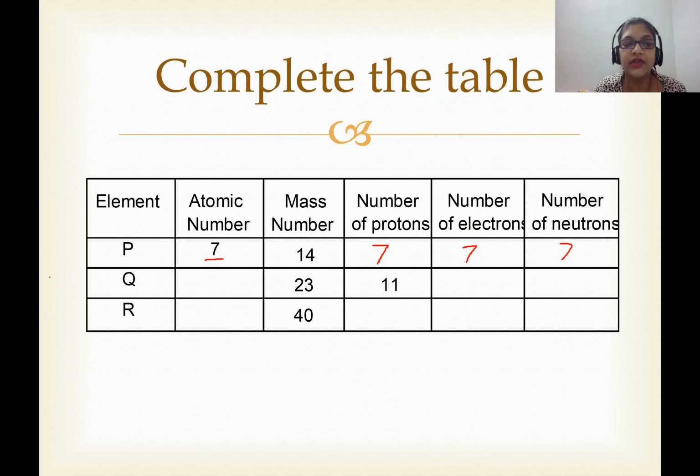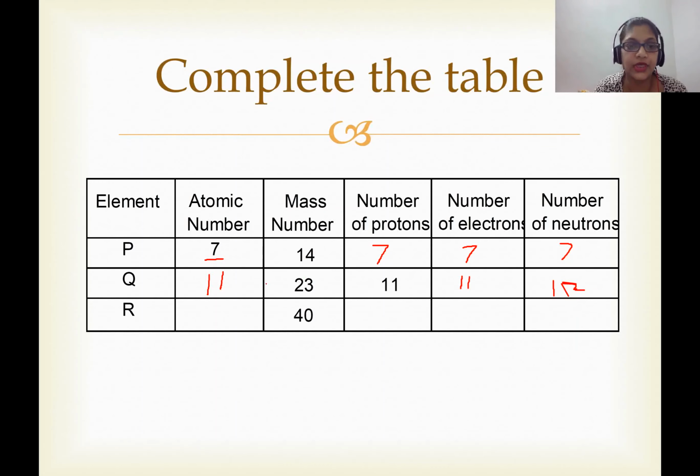Now similarly we can do it for Q. The mass number is given, and the number of protons. What does the atomic number denote? It denotes the number of protons. So we can say the atomic number is 11. For the number of electrons, again the protons and electrons are always equal in an atom, and the neutrons will be 23 minus 11, which is 12.